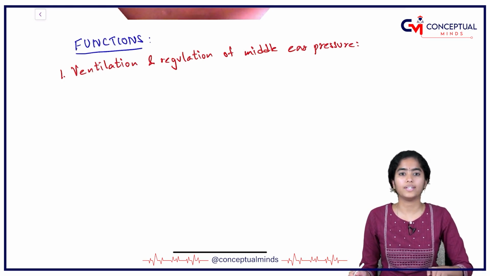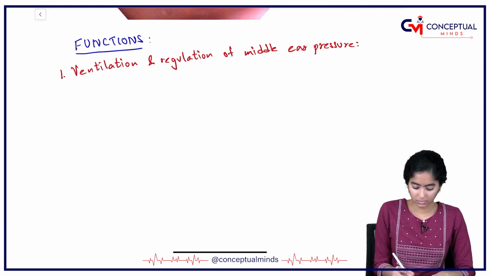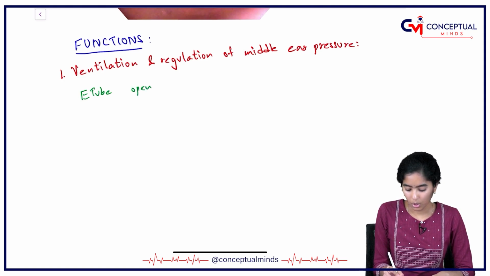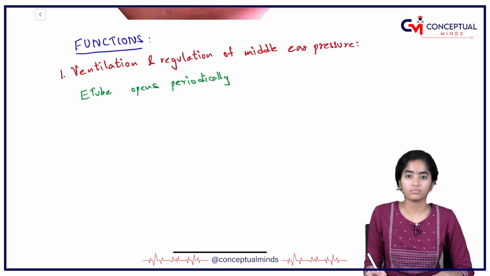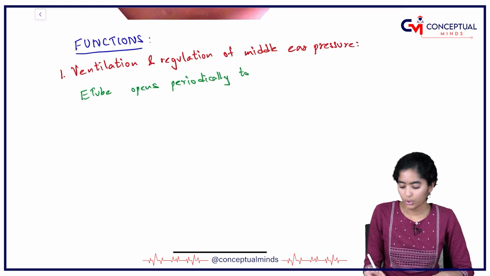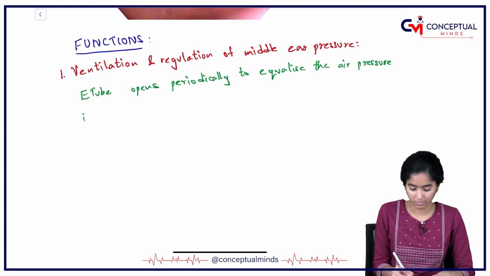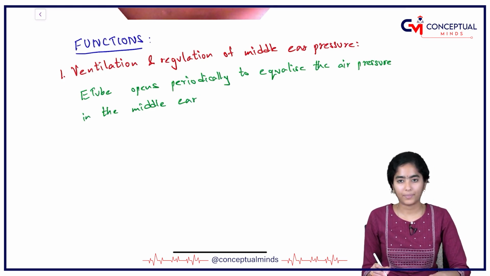Let me write that down quickly. The Eustachian tube opens periodically to equalize the air pressure in the middle ear with that of the ambient pressure.